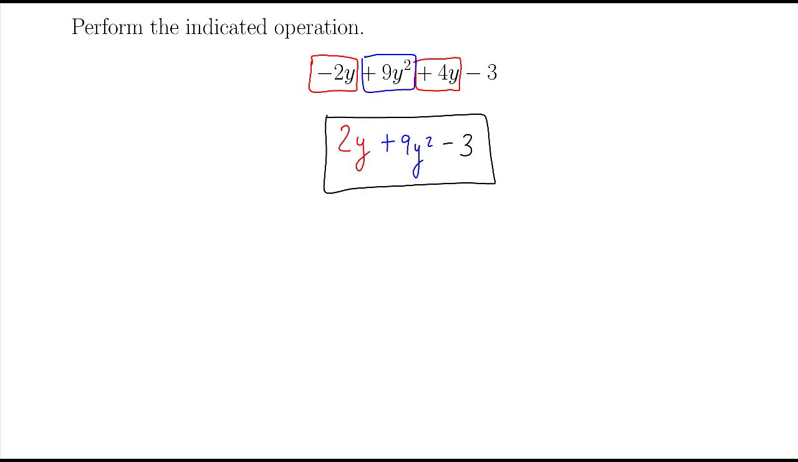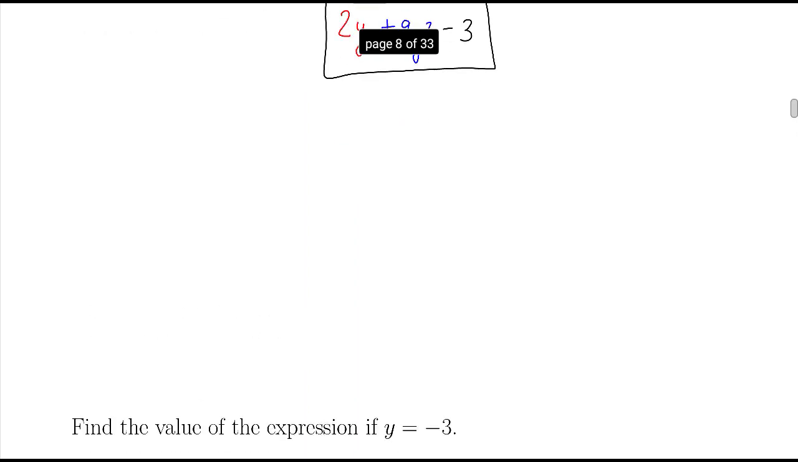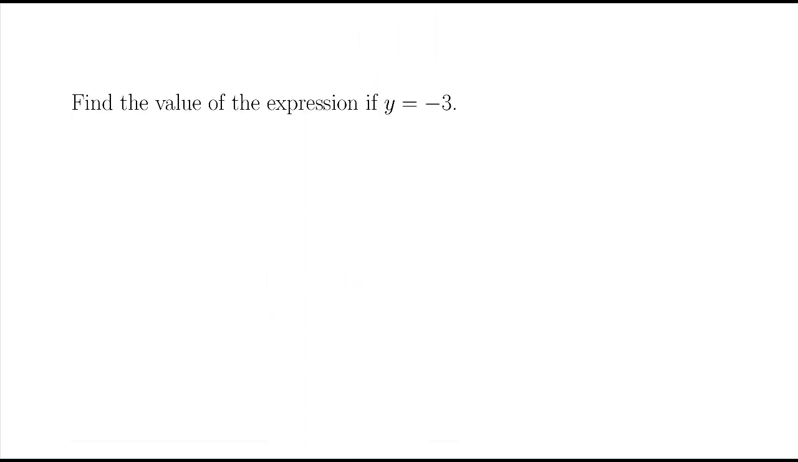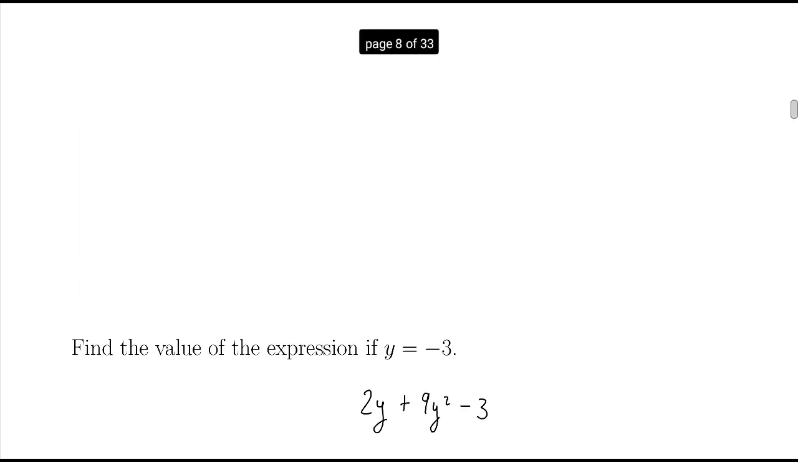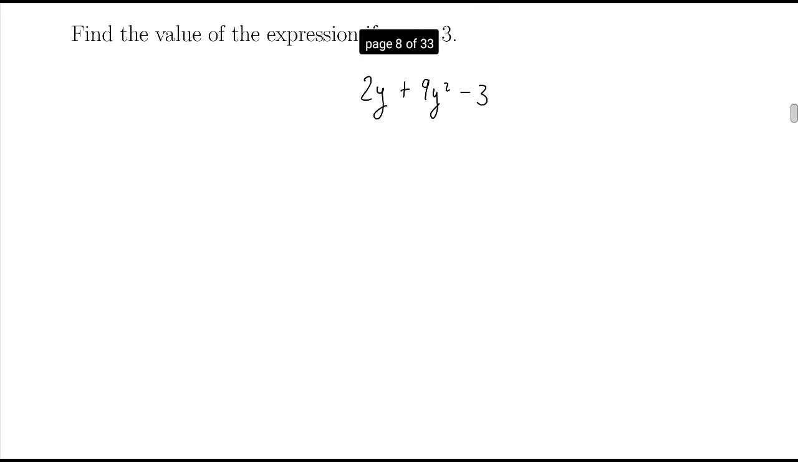Now, let's find the value of this expression if y is equal to negative 3. Okay, so we have 2y plus 9y squared minus 3. Okay, and double check I wrote that down right. Okay, y equals negative 3.